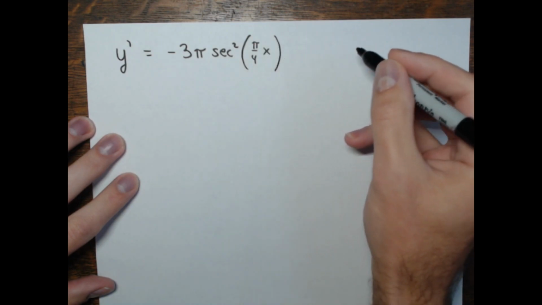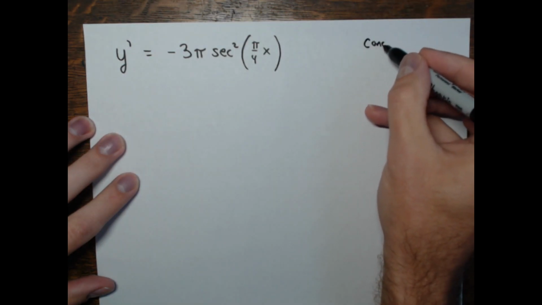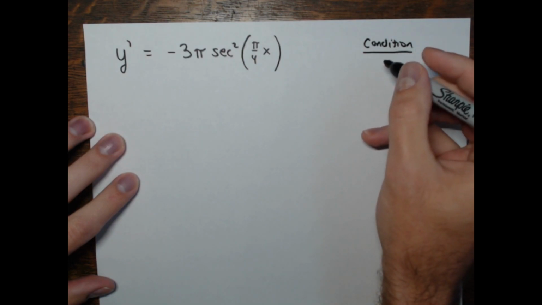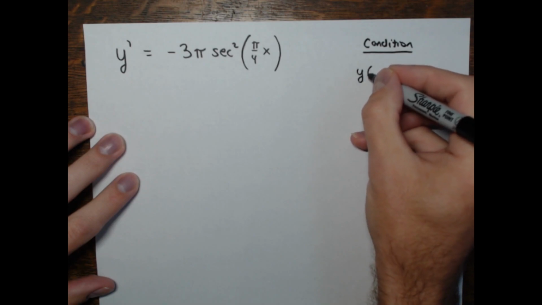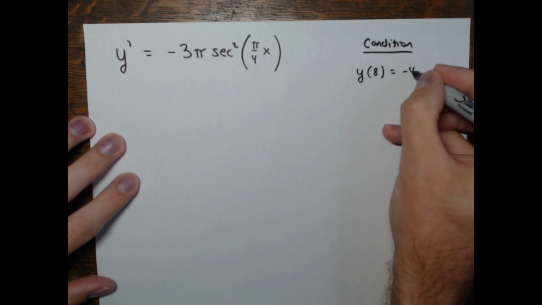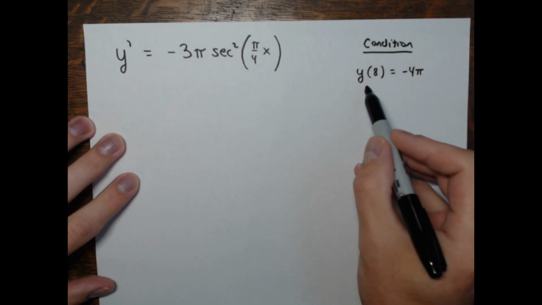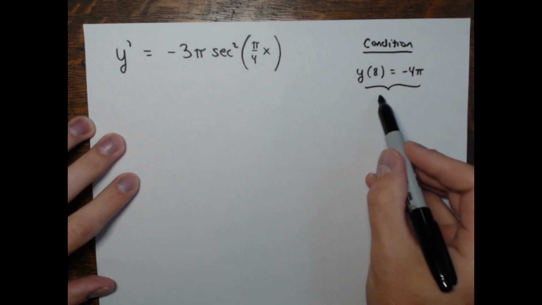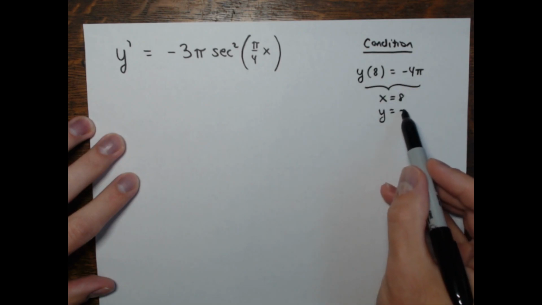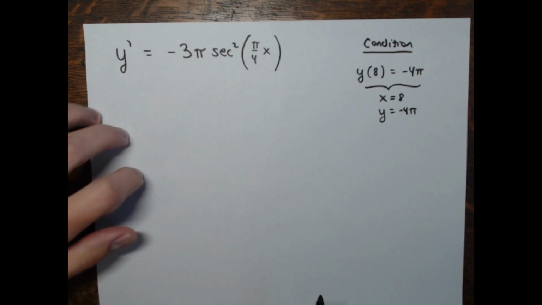And then the condition that needs to be satisfied is y of 8 equals negative 4 pi. So again, all this means is that when my input is 8, when x equals 8, the output y must be negative 4 pi, right? So we'll use that later.